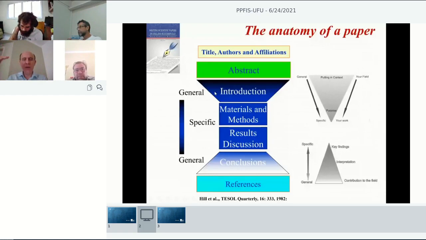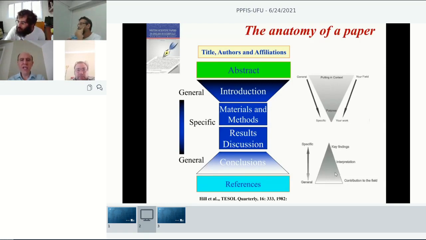On the other hand, in the conclusions, you make the opposite movement. You will start with the key findings, which are your findings in the manuscript, interpretation, and then the contributions, the implications of those results or those findings. So the movement is opposite to what the introduction does. And then I will concentrate on the abstract for some time because that's obviously the most important part of a manuscript of a paper.